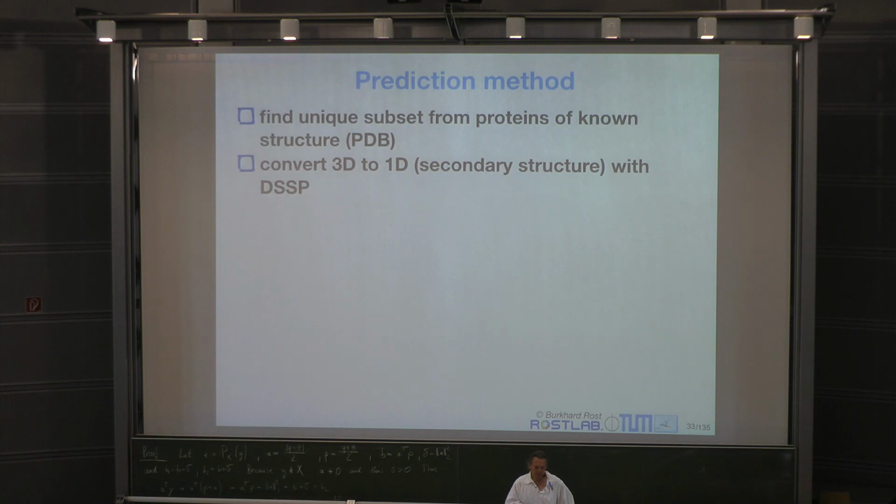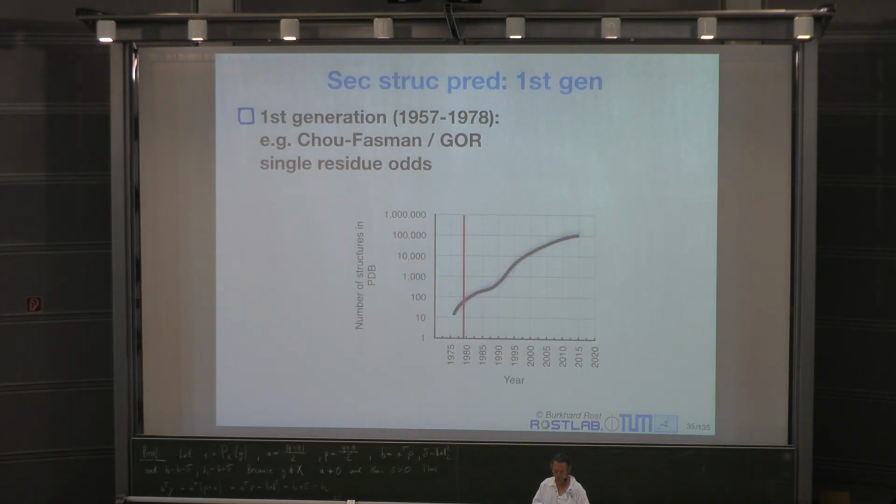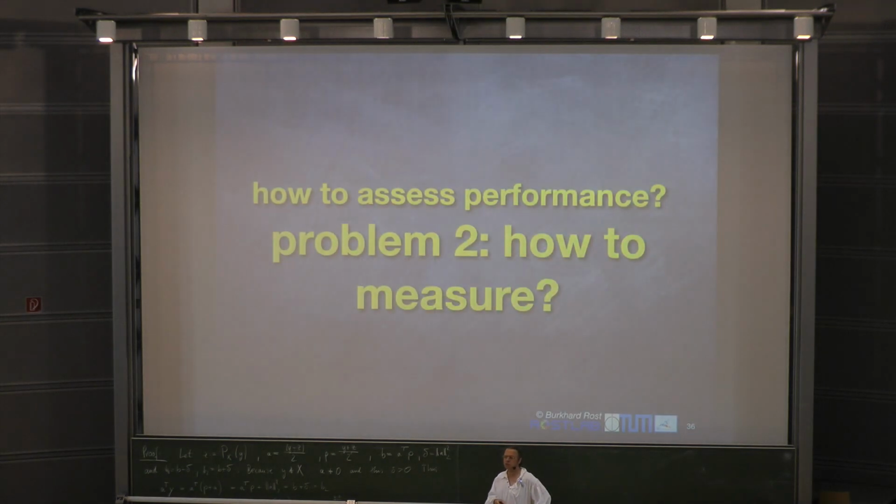So then find a unique subset, convert 3D to secondary structure with DSSP, and do the prediction. That gives us what I call the first generation methods, Chou-Fasman, GOR, methods like that. Essentially, a simple probability. Now, the next problem is, of course, how well do these methods do?